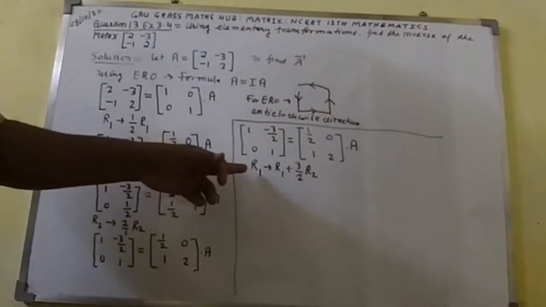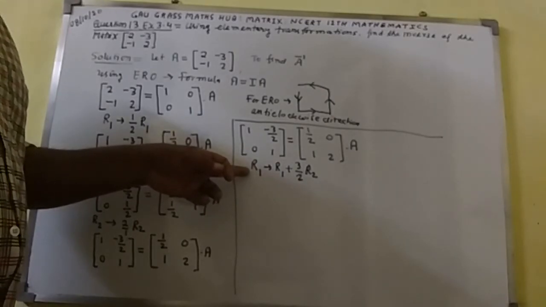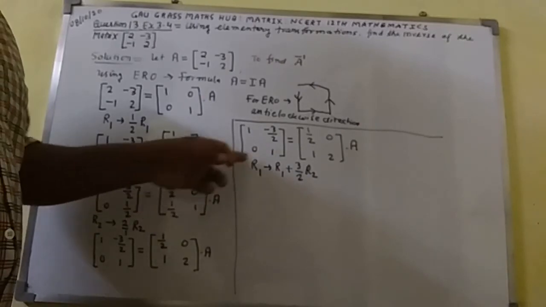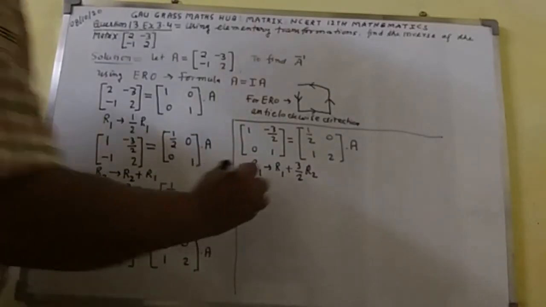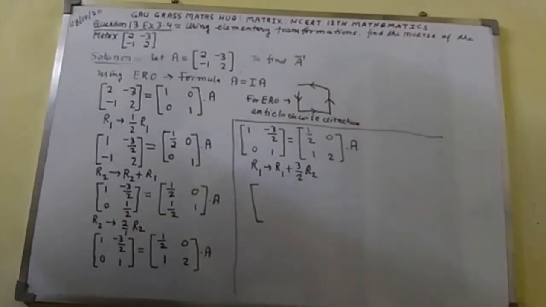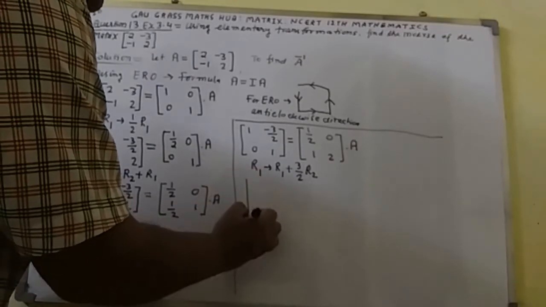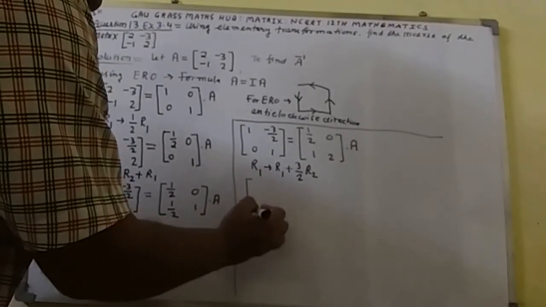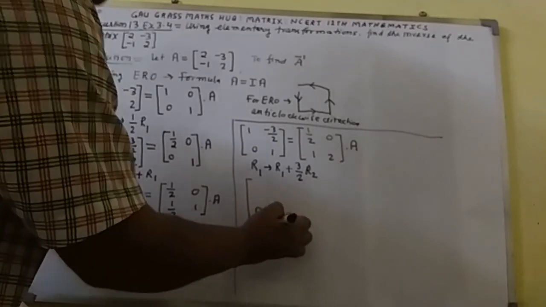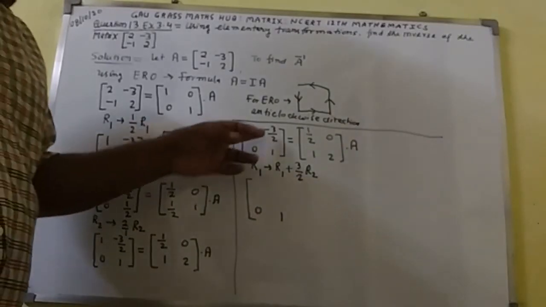Here you can see, the only changes will occur in the elements of R1. There will be no changes in the elements of R2. This matrix will become: the elements of R2 will be written as they are, and changes will occur only in the elements of R1.